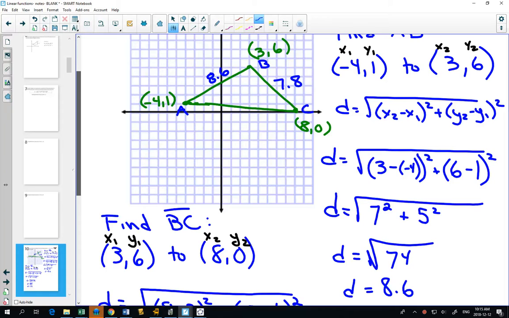Are you glad they didn't make us do a hexagon? It's a lot of the same thing, right? We're doing the same thing over and over again. It's a little bit tedious, yes.